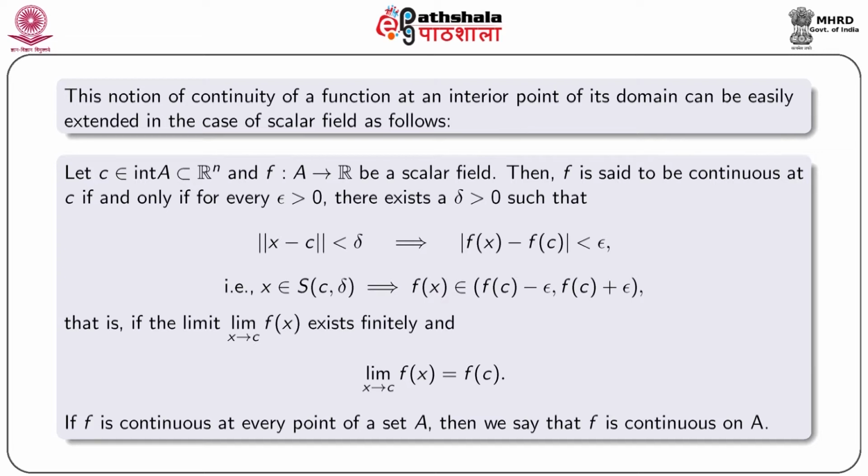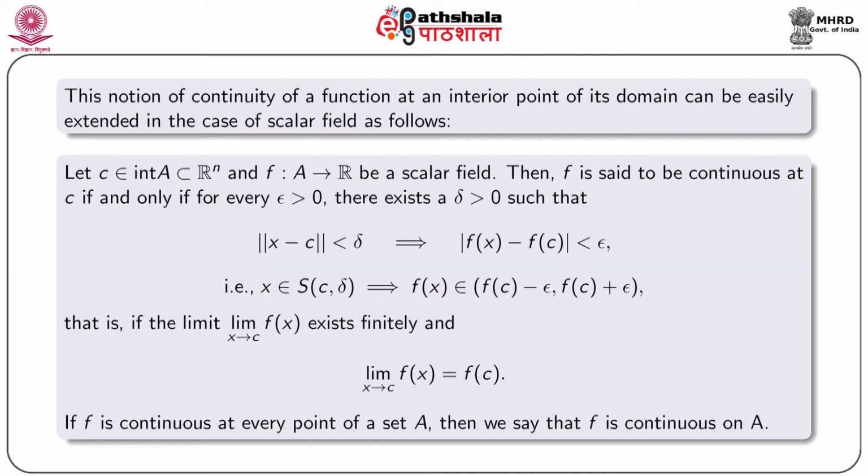This notion of continuity of a function at an interior point of its domain can be easily extended in the case of scalar fields. We discussed it earlier. Here we recall. Let c be an interior point of a set A where A is a subset of R^n and f is a scalar field defined on the set A. Then f is said to be continuous at the point c if and only if for every epsilon positive we can find a delta such that if norm of x minus c is less than delta, we have mod of f(x) minus f(c) less than epsilon.